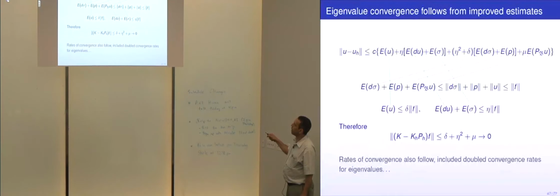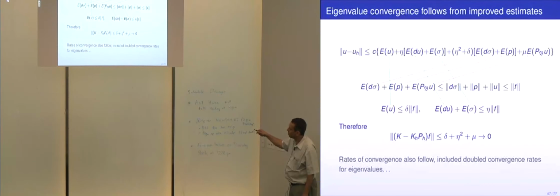And we can certainly do that because E of d sigma is certainly less than, it's the best approximation, so it's not better than d sigma itself, which would be the 0 approximation. So these ones are all just bounded by f, because d sigma is bounded by f from the well-posedness of the problem. So you plug all that in, and you get that k minus kh phf, that's u minus uh, is bounded by delta times eta plus mu, all of this times the norm of f. This times the norm of f, and therefore we have norm convergence.